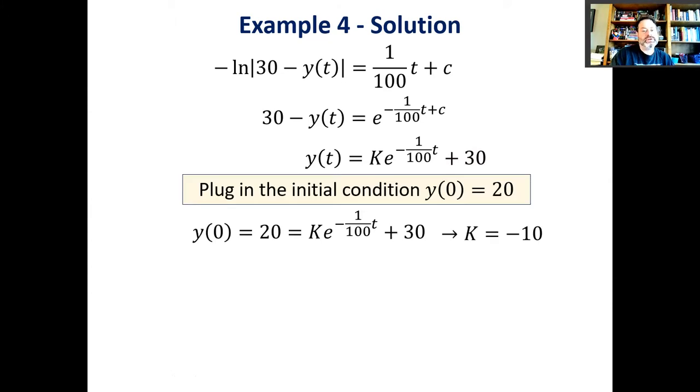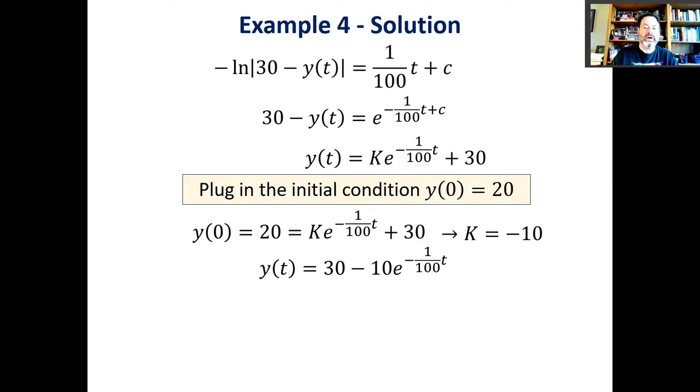All right, now we plug in the initial condition. So 20 is k e to the minus 1 over 100 t plus 30. And you can see that when we plug in 0 here, this whole thing becomes 1. So k plus 30 equals 20, so k is negative 10. And so I just plugged in k is negative 10, and then I just switched the sides. And that's the equation.